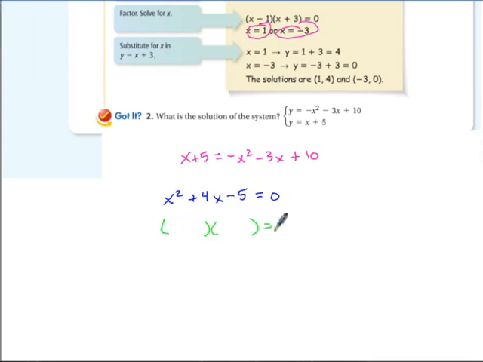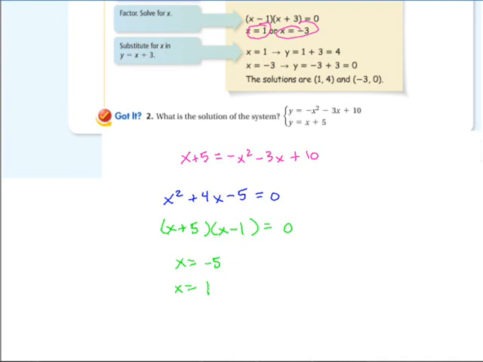I know there are two ways to get -5 with a product: -5 times 1 or 5 times -1. Since the middle term is positive, I'm going to make the 5 positive and the 1 negative, so that's -1. That's 5x and -x, which adds to 4x. So x equals -5 and x equals 1.